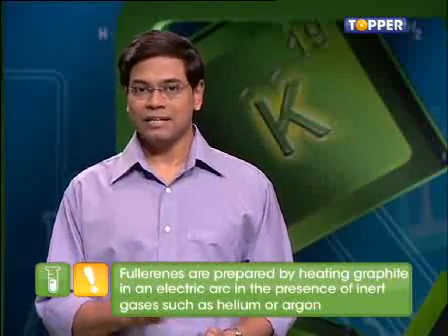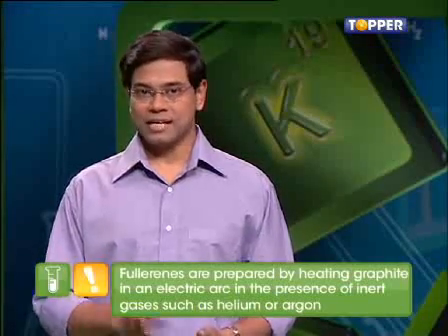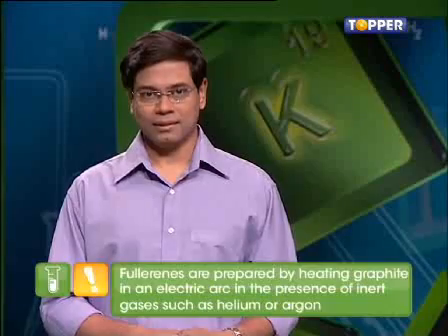But can you tell me how fullerenes are prepared? They are made by heating graphite in an electric arc in the presence of inert gases such as helium or argon. The vapors formed are then condensed to form sooty material which consists of mainly C60 with smaller quantities of C70 and traces of other fullerenes.